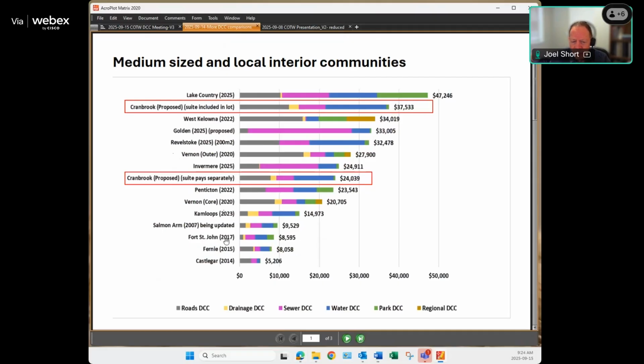Fort St. John, it's kind of older, 2017. Fernie, 2015. Castlegar from 2014. So you can see that the more out of date the DCCs are, the lower they are, and the ones that are done more recently, like Lake Country, which just updated theirs in 2025 this year, are up at 47,000. So there's one look, and we can provide these to you.